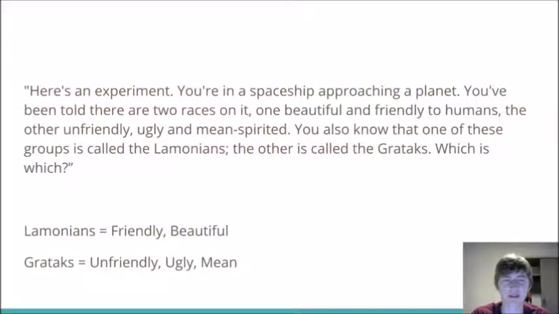So why is that as well? Like, this has also been studied, and it's very strong. People will tend to say that the Lemonians are beautiful and friendly. The vast majority of people will do this. So the explanation here is that the consonant sounds that make up Lemonians, the L, M, and N sounds, they're liquid consonants. So they don't really obstruct the airflow in the mouth. And that causes them to sound, I guess, friendlier in a sense.